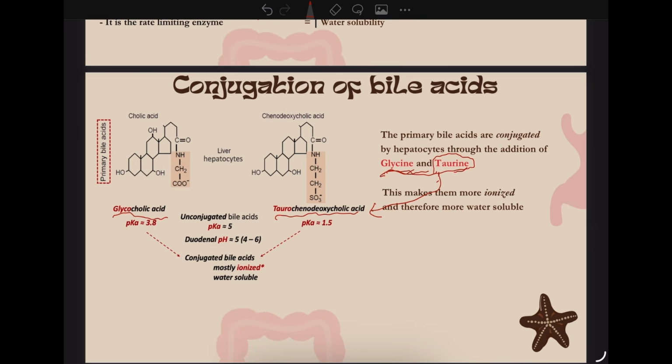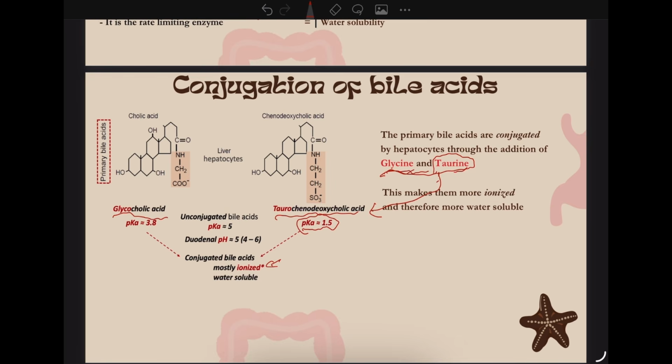How? It has to do with the pKa and the bile acids being more ionized, and more ionized means water soluble. But I don't want you to dig deep into that. It's not that high yield of a point.